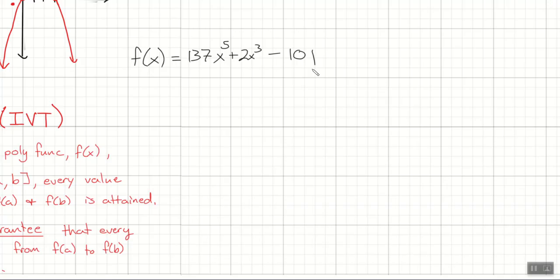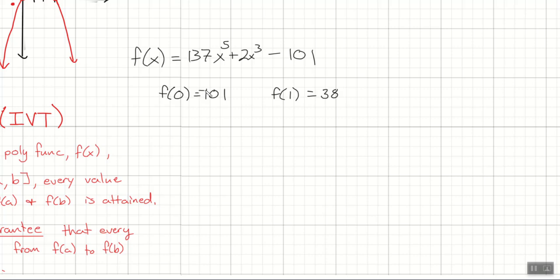Okay, what if I want to find f of 0? Is it as bad? What's f of 0? Negative 101. 0 to the 5th is 0, minus plus 0 minus, yeah, it's negative 101. That's easy. Okay, we just found that f of 0 is negative 101. Do we want to do f of 1, for example? 137 plus 2 is 139. Minus 101, 38. That was a negative 101, right? Yeah. Okay, check it out.